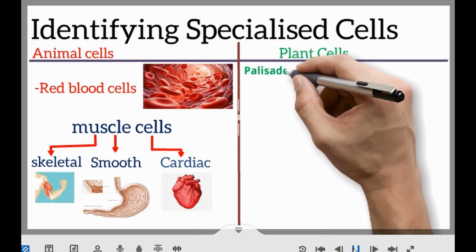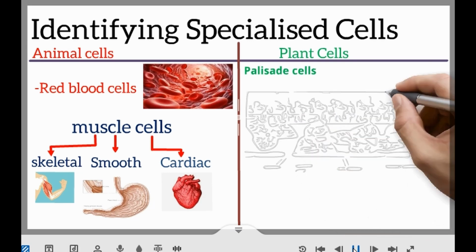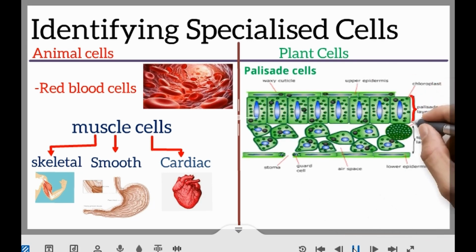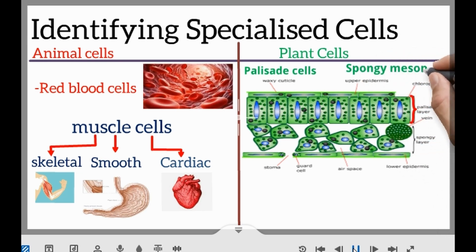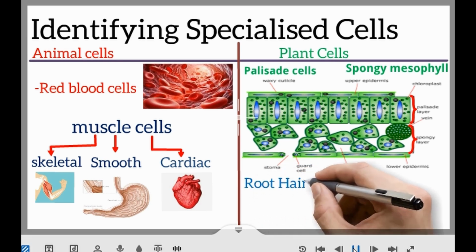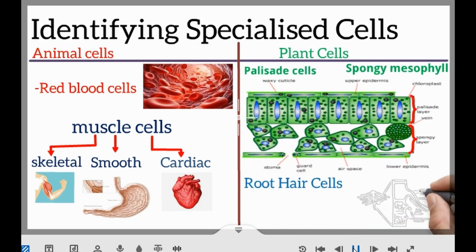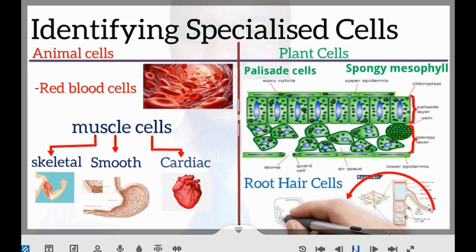Moving on to the plant cells, we have got the palisade cells. These are palisade cells. We also have what we call the spongy mesophyll cell, and these are the spongy mesophyll cells. We also have what we call the root hair cells, and these are the root hair cells.